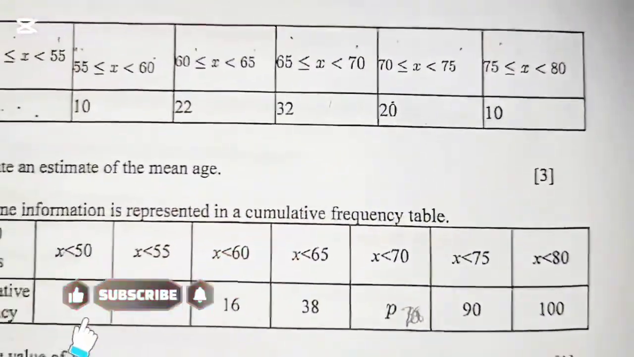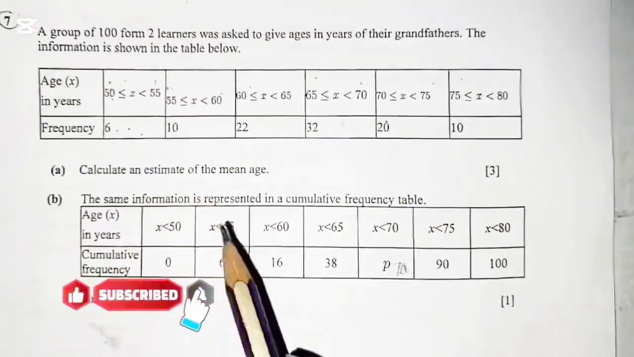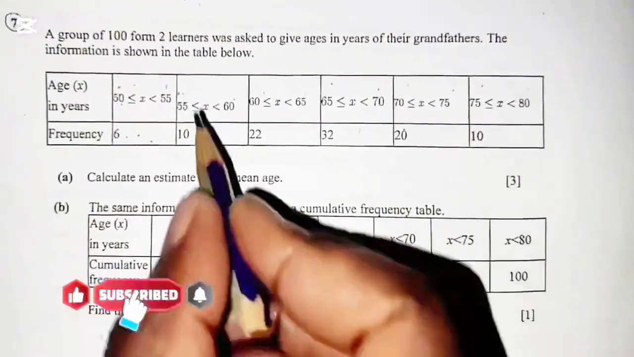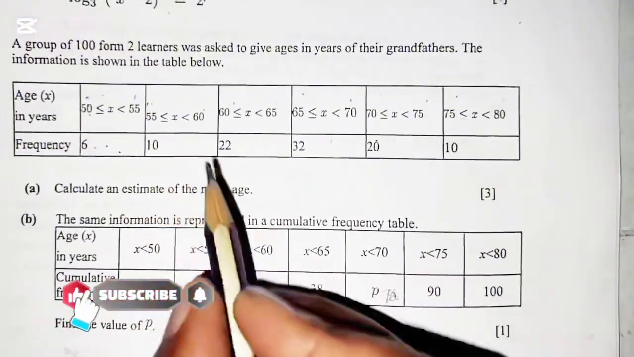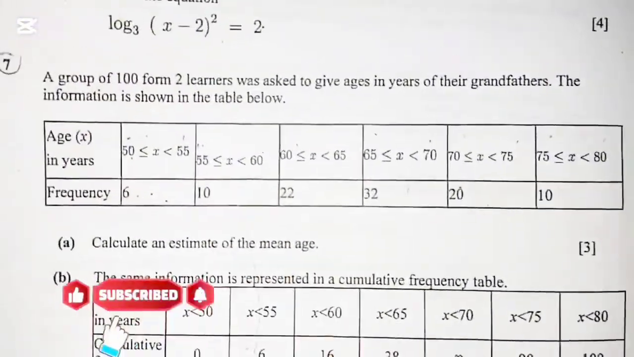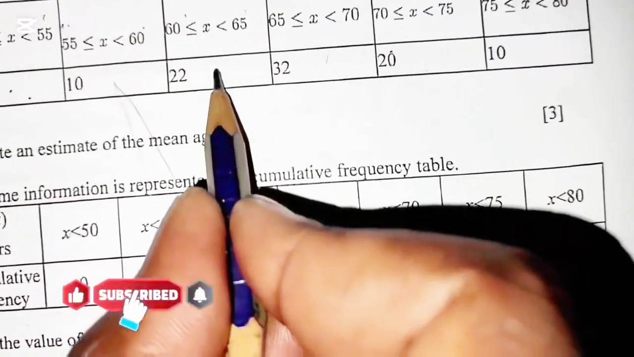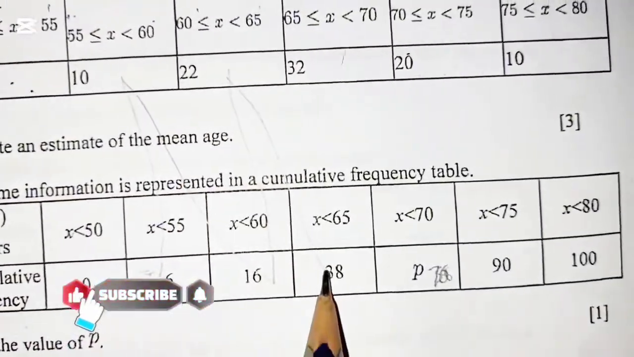Okay, so these two tables here, they go together, right? So 0, then there's 6. So 6 plus 10, you get 16. 16 plus 22, you get what?